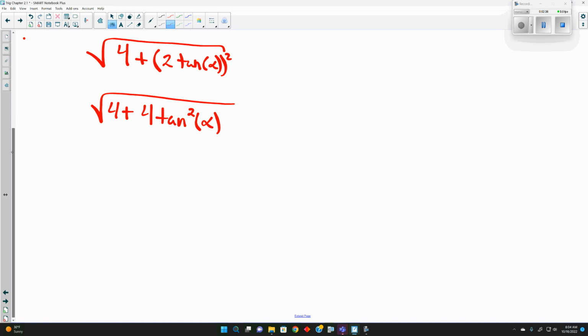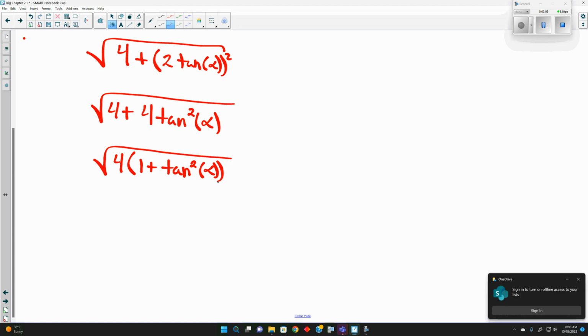The only way that we could take the square root of 4 plus 4 times tangent squared is if I could rewrite it as a single set of parentheses squared, and then they would simplify out. But to simplify this, one of the first things we can do is factor the 4 out. If I factor the 4 out, we're left with 1 plus tangent squared of alpha. Now taking the square root of 4 is quite easy. We like that because the square root of 4 is just 2.